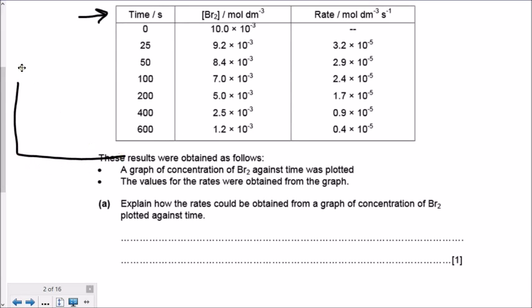So we're dealing with a concentration time graph. Bromine is a reactant, so we're going to have a downwards curve like this. And it says, how could we obtain the rate from this graph? Well, if you remember concentration time graphs, we draw tangents and we calculate the gradient. So tangent and gradient.